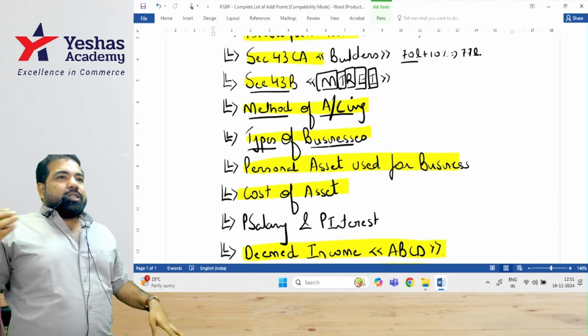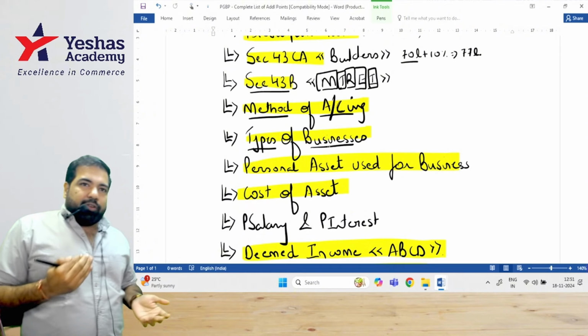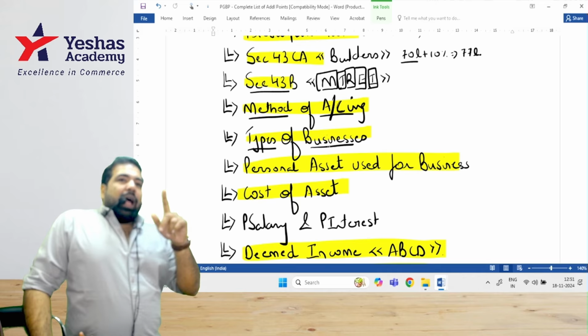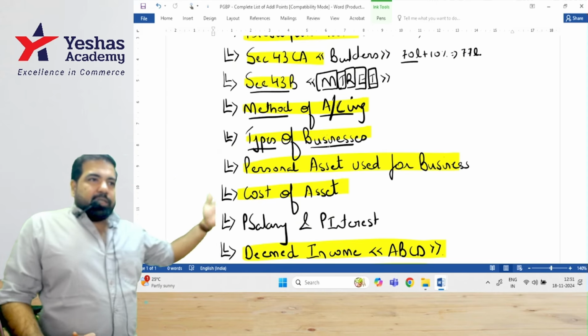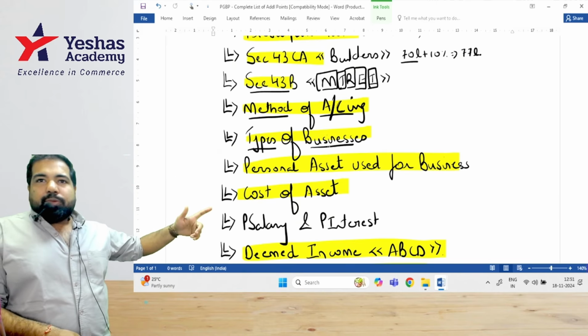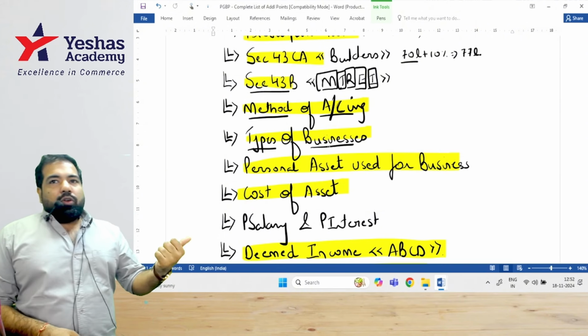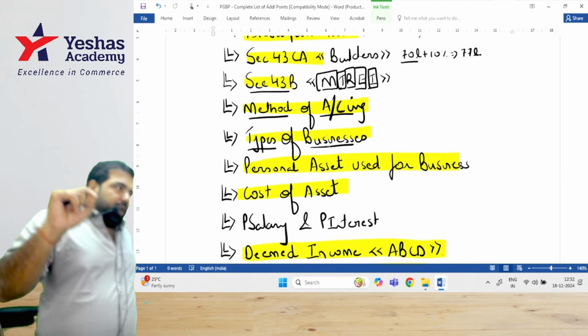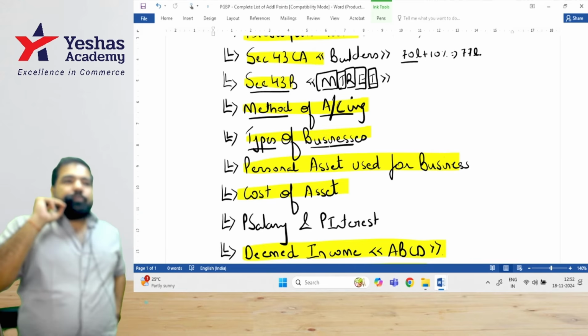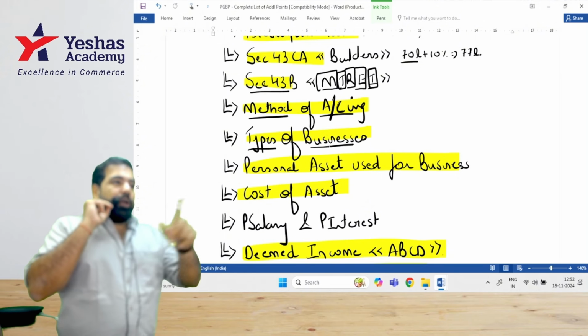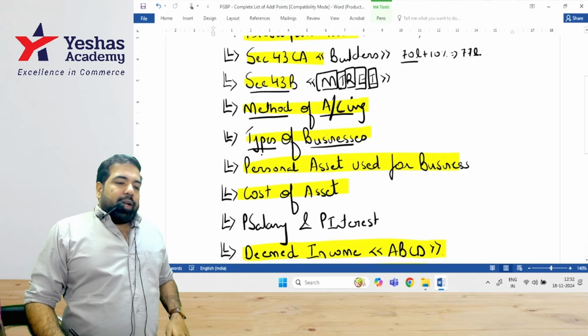Speculative businesses are those where you buy and sell without taking delivery. That is called intraday trading. And non-speculative businesses are everything else. Guys, Zomato, Uber, Jio are non-speculative. And if I'm a derivatives trader, then that income will be non-speculative too. Yes, derivatives are normal. Repeat, derivatives are non-speculative. All right, next.